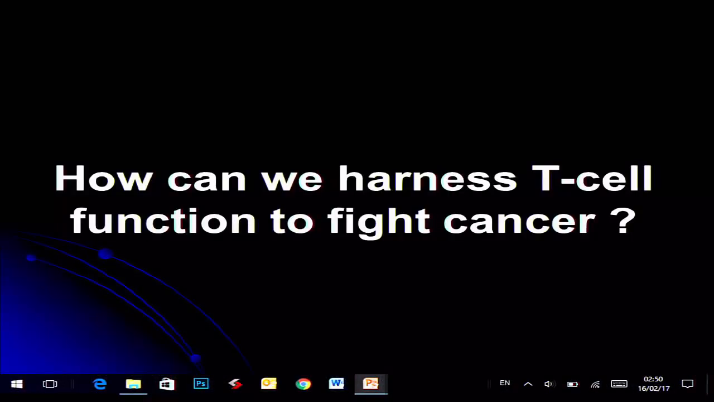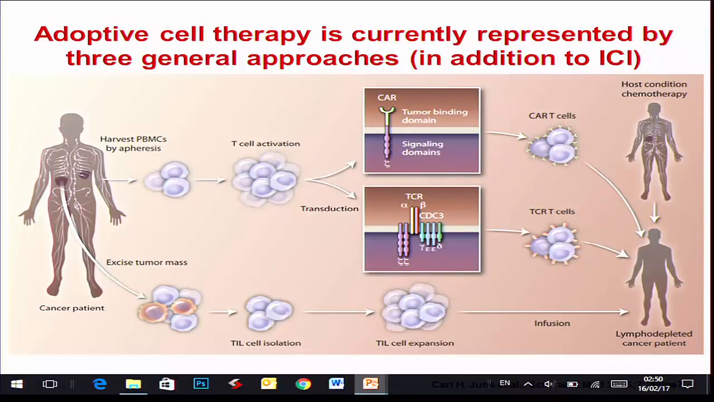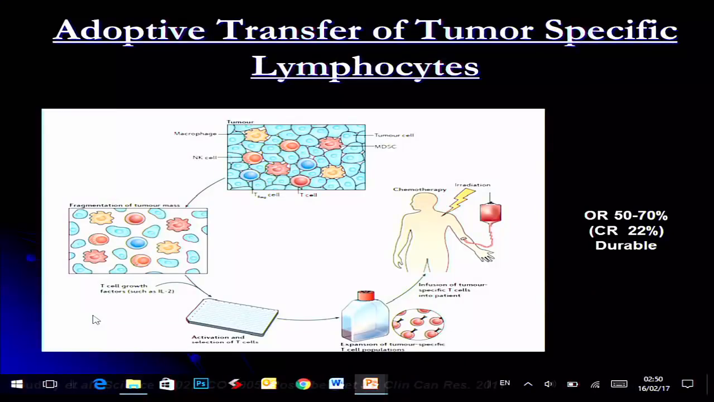So how can we harness T cell function? Because we know it can work. How can we teach the immune system to effectively fight cancer? There are different ways to do that. One is just to go and use cells that are present already in the tumor. How do we do that? That was an approach developed by Steve Rosenberg at the National Cancer Institute, with whom I had the privilege to train during my postdoc.